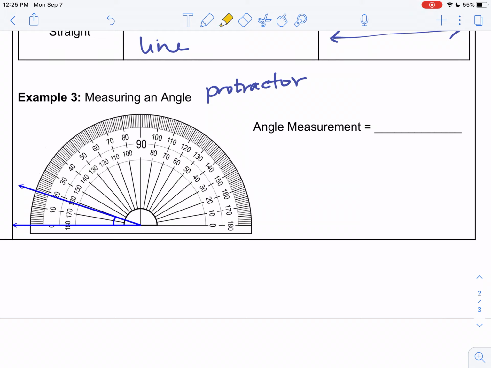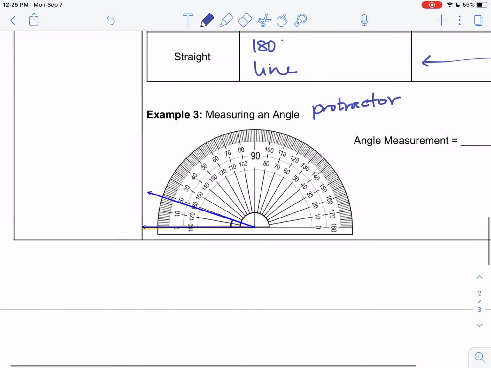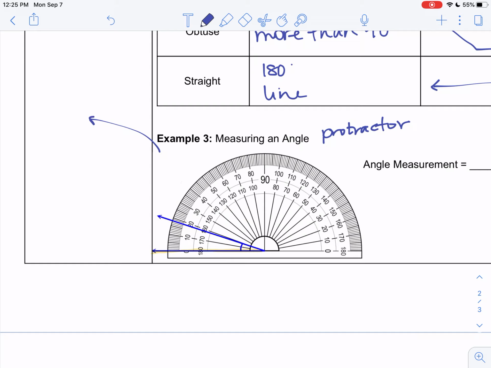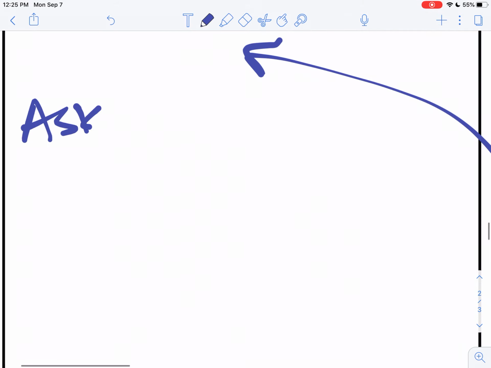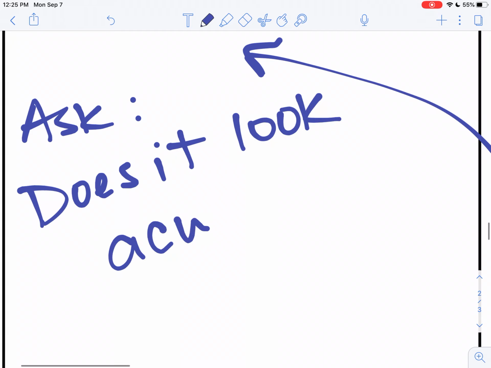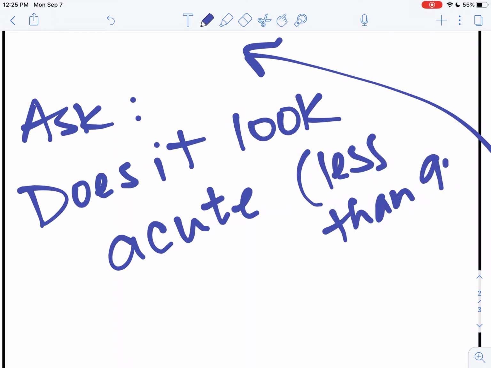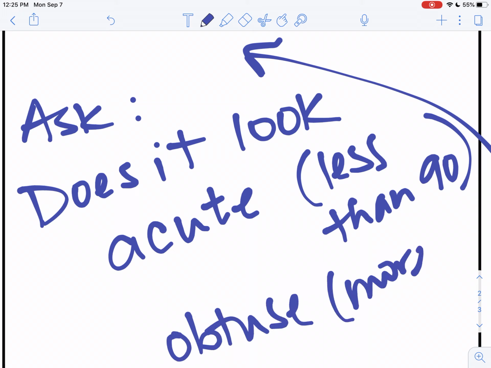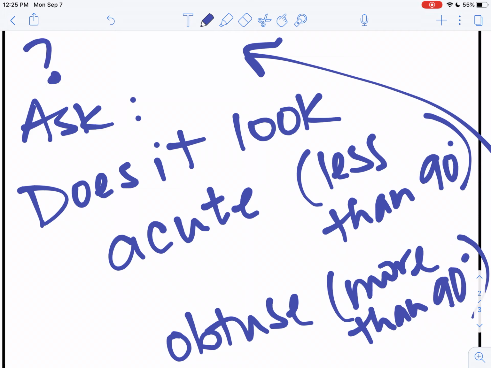Okay, so when we measure an angle, we want to make sure that one of the rays of our angle is lined up with that 0 marking. And when we go through and measure an angle, I'm going to put this over on the side. Okay, I want you to ask, does it look acute? Okay, so remember that's less than 90. Or obtuse? Okay, so you're going to ask yourself that question.